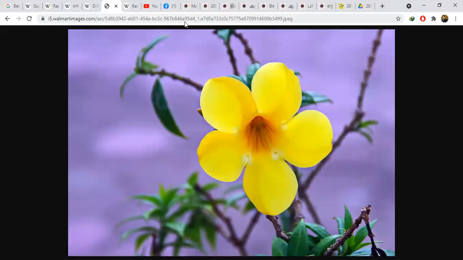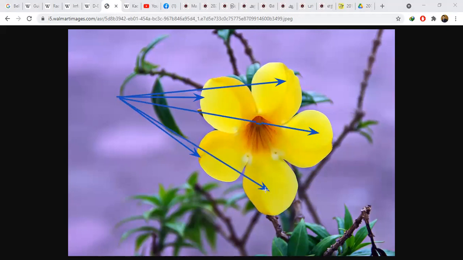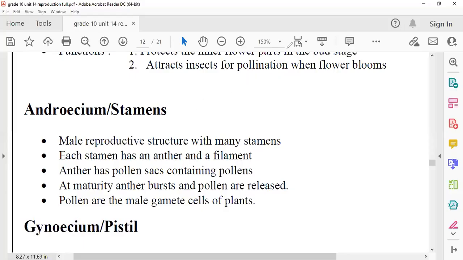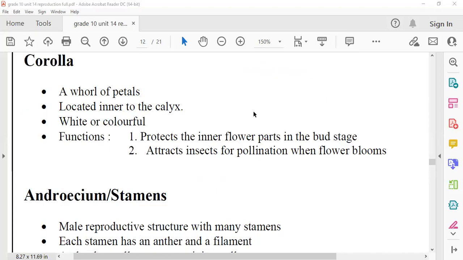You might think, sir is using a word corolla. My children, this is a petal, this is a petal, this is a petal, this is a petal, this is a petal. All the petals together, one corolla. So regarding corolla, this is the note you have to mark down. It is the second word.